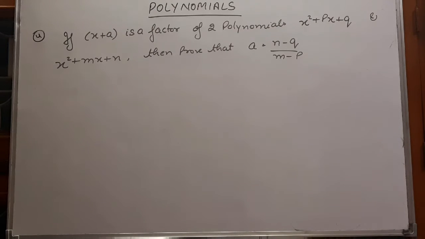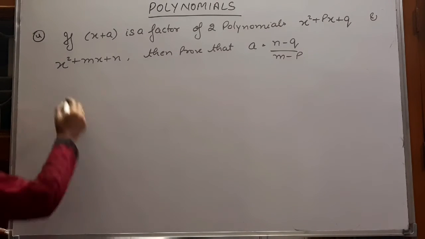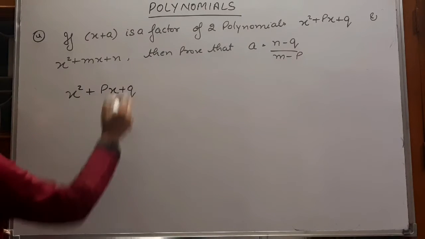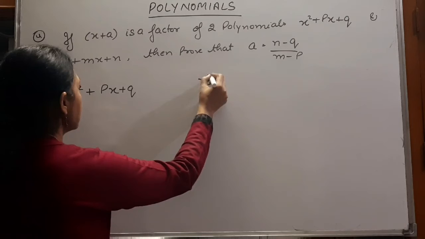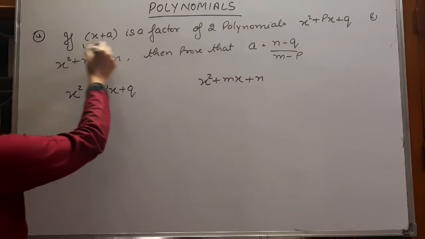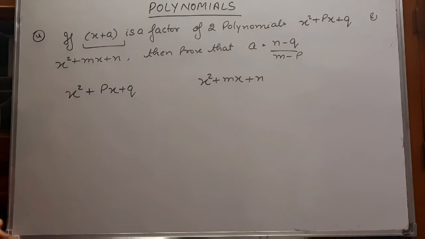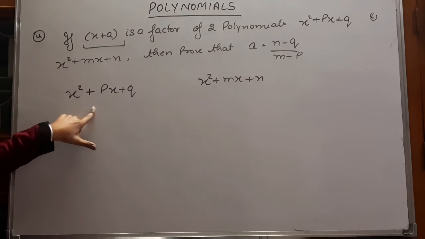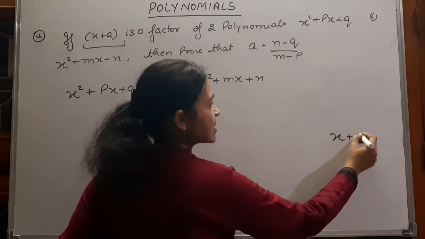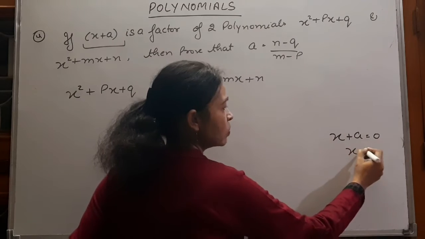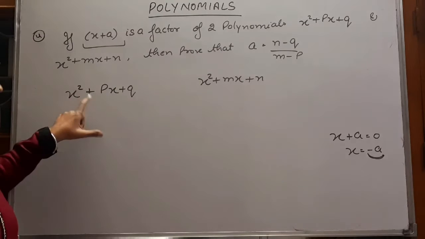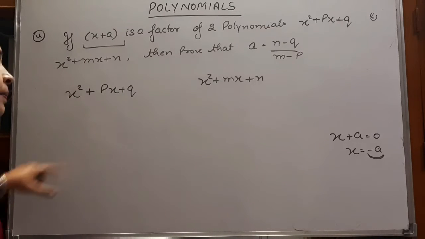If x plus a is a factor of two polynomials, first is x square plus px plus q and x square plus mx plus n. x plus a is a factor of two polynomials. If x plus a is a factor of this polynomial, this means if we put x plus a equals to 0, x equals to minus a. Therefore, x equals to minus a is a zero of this polynomial.